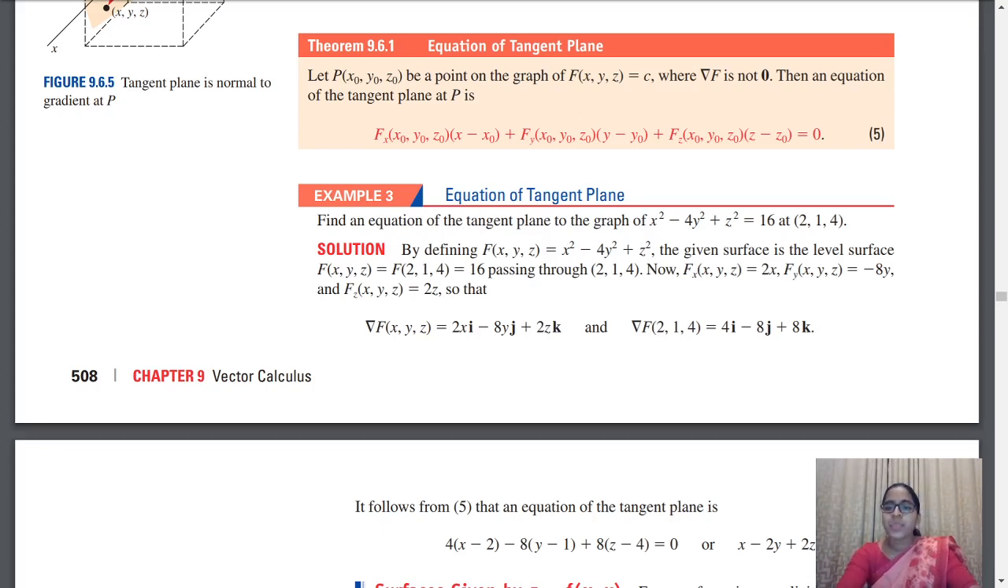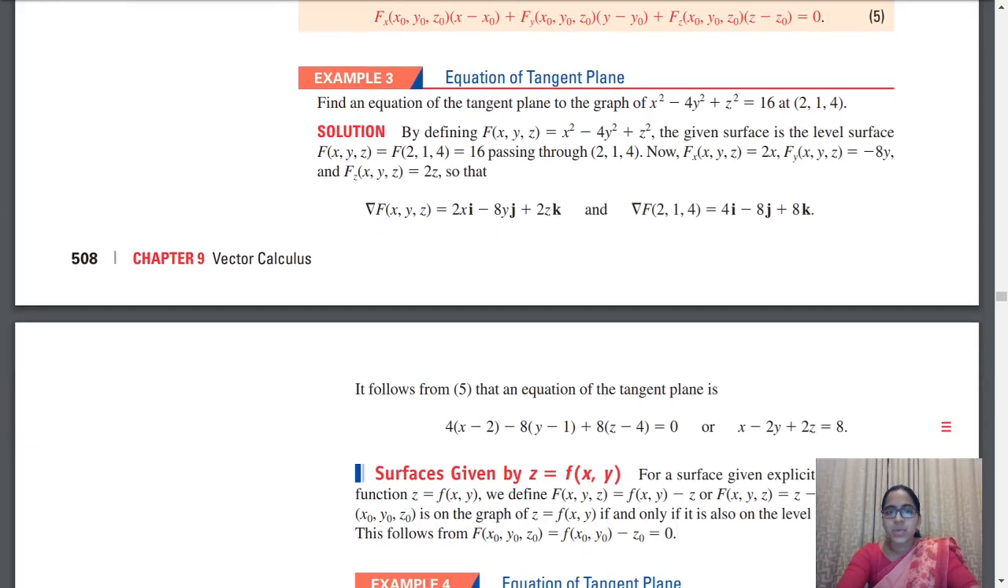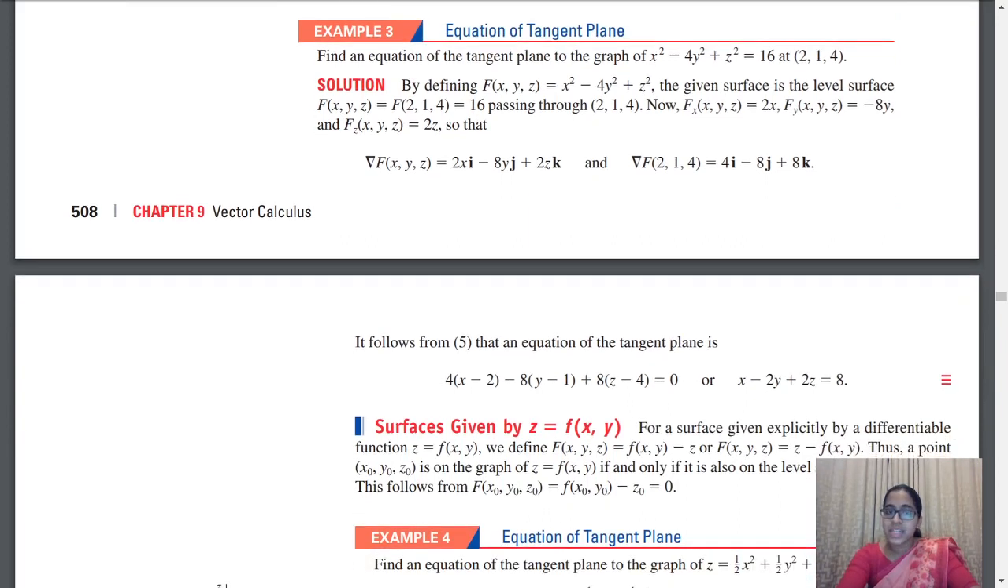What will be the theorem? The value would be fx at (x0, y0, z0), that is fx at (2, 1, 4) will be 4. So 4 into (x minus 2) plus fy, which is minus 8 into 1, that is minus 8 into (y minus 1), plus 2 into 4, that is 8, into (z minus 4) equal to 0. Simplifying, we will get x minus 2y plus 2z equal to 8. So I hope it is clear.